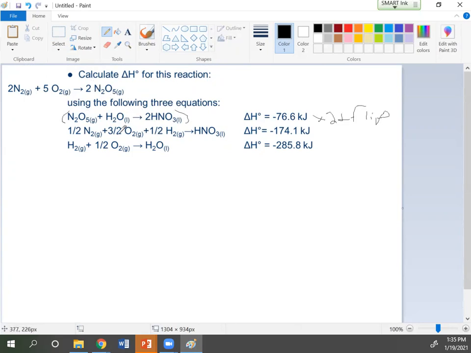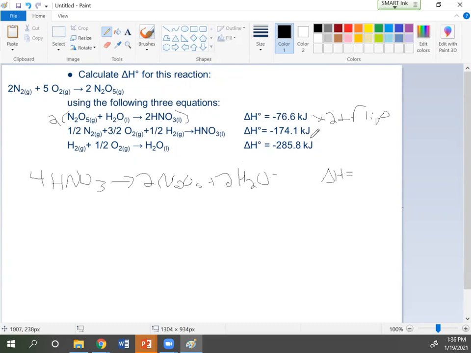Well, I'm going to work it out. So multiply that by 2. So I'm going to have 4 HNO3 yields 2 N2O5 plus 2 H2O. I'm not going to put the states on there right now because it's too hard for me to write, but sometimes they do matter because you might have liquids and gases.